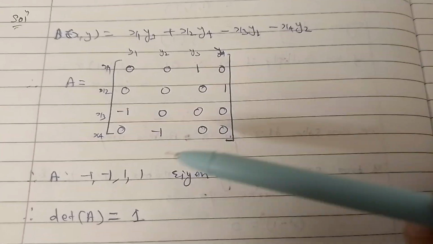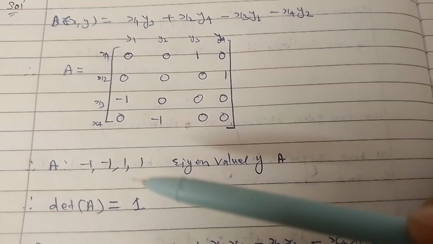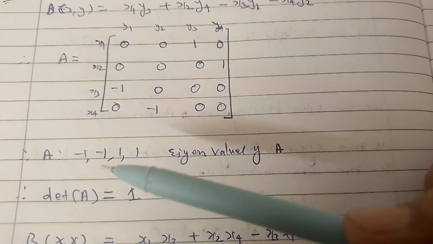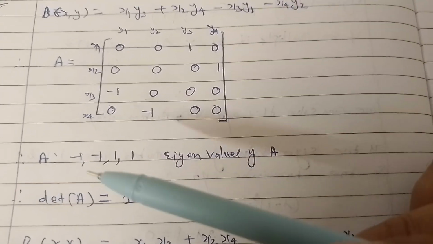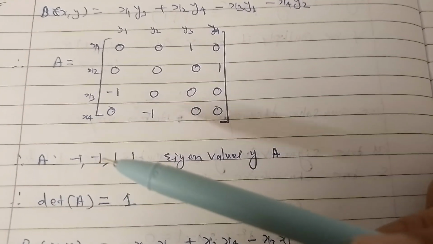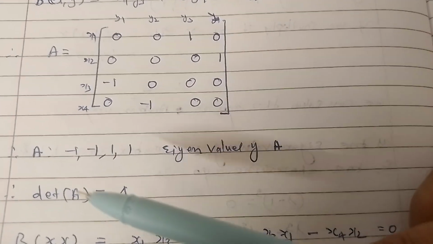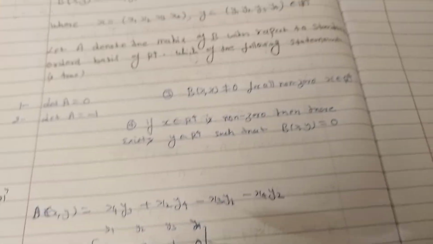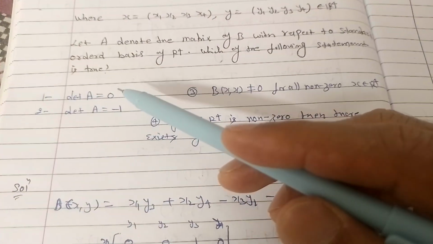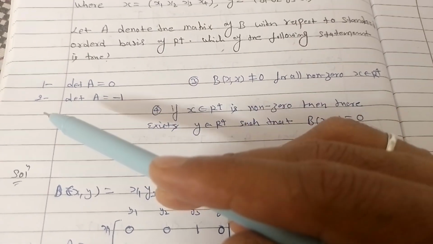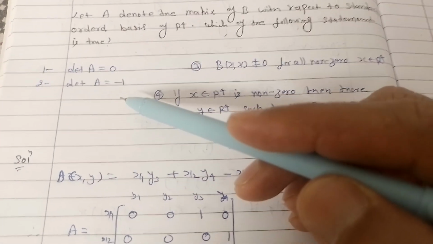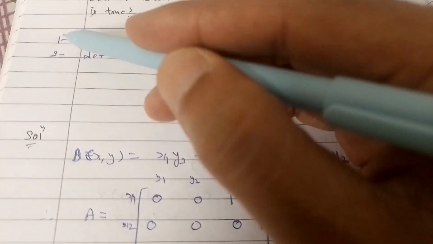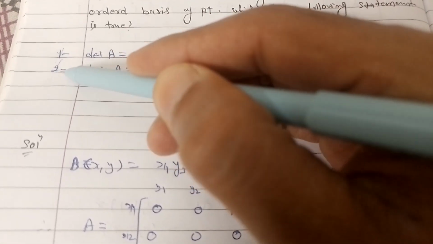Okay, so the determinant is nothing but the product of these eigenvalues, which is again 1, because two eigenvalues are negative and two are positive, negative 1 and positive 1. Okay, so the determinant is the multiplication of these, which is 1. So the first option, determinant of A is 0, is false, and the second option, determinant of A is minus 1, is again false. So these two are not our option. So we can cancel out these.